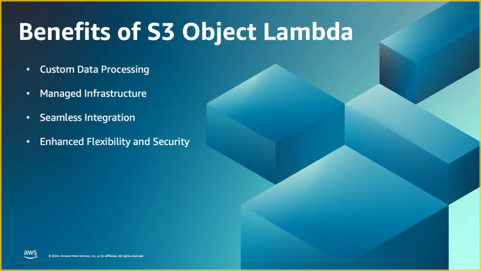When you look at the benefits of S3 Object Lambda, we have a few options. First is custom data processing. So you can add data processing to a variety of S3 get, list, and head requests. The data returned from those requests will get modified as you request it.